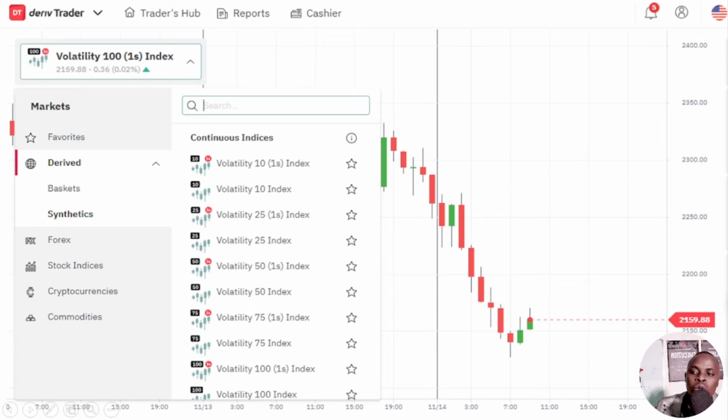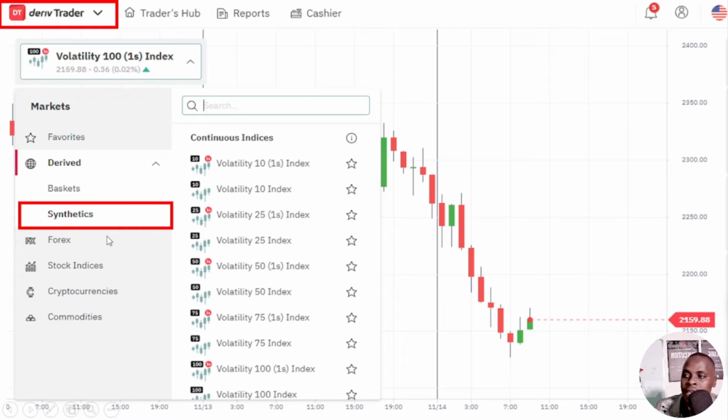Now, how do you get Volatility 75 index? Because most of you don't know about this instrument. You go to a broker called Deriv. As you can see here, I'm on Deriv Trader and I have an account with Deriv, and this account allows me to trade synthetic indices, forex, stock indices, cryptocurrencies, and even commodities. Deriv offers a lot of instruments, but today we want to focus only on synthetic indices.